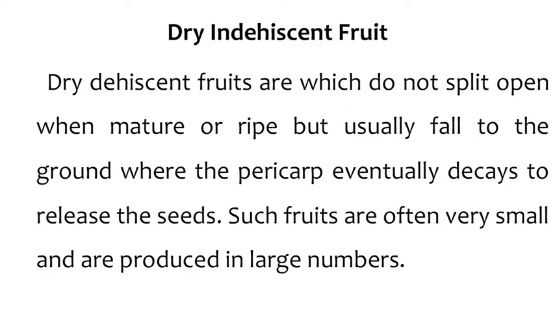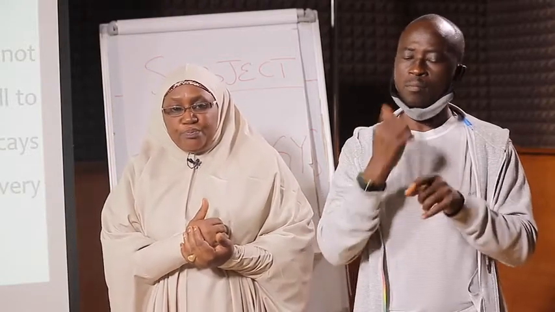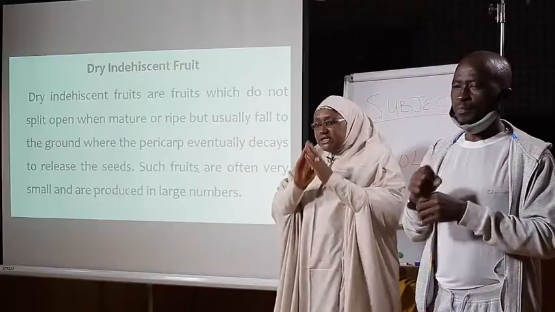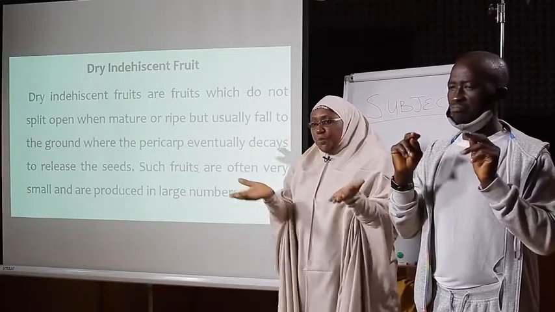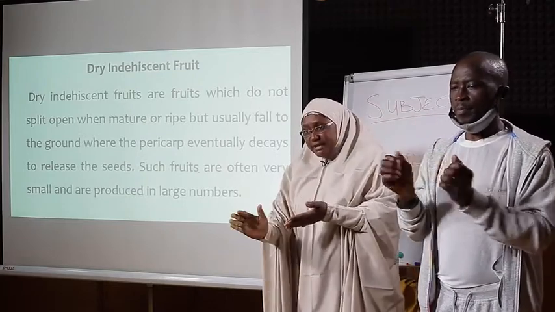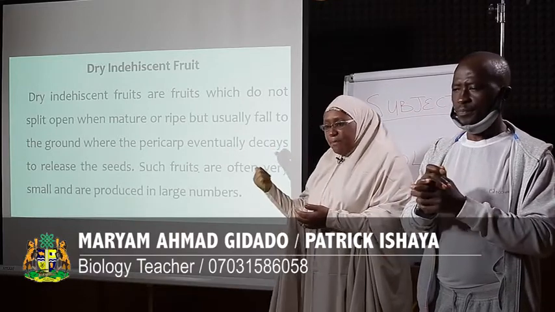Dry indehiscent fruits. Dry indehiscent fruits are fruits which do not split open when matured or ripe, but usually fall to the ground where the pericarp eventually decays to release the seed. Just like mango, if you eat mango and throw away the seed, the hard endocarp doesn't open to release the seed. But with time, if it comes in contact with the soil, it decays before it can release the seed inside the endocarp. So that is what happens to dry fruit.